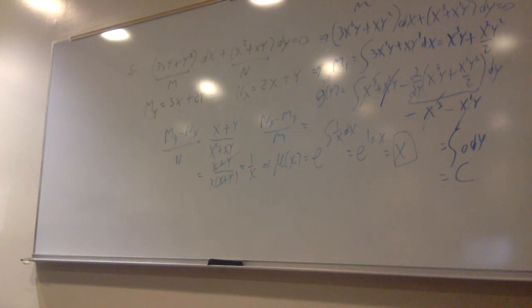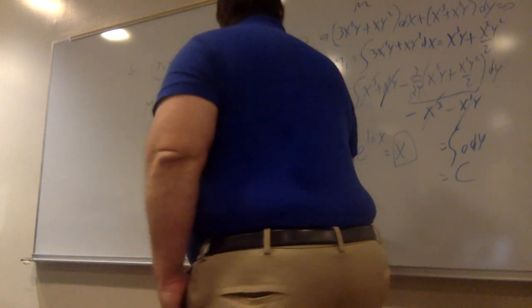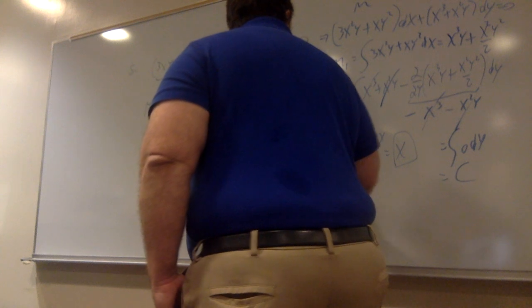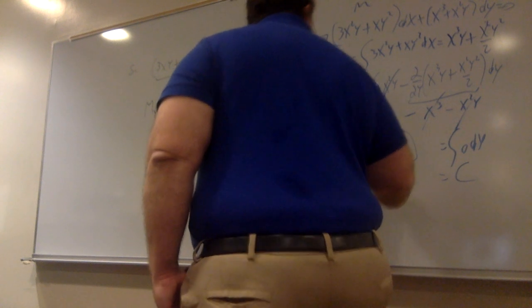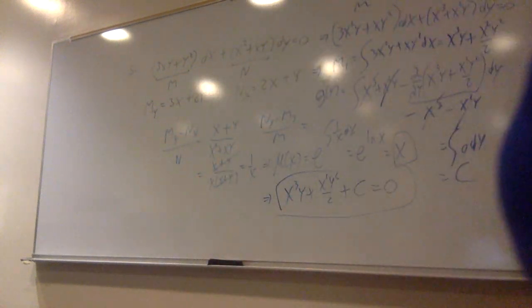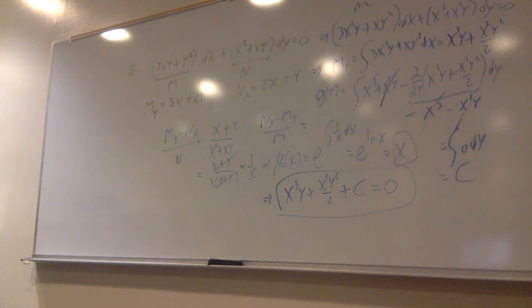So the final answer is, this first part, x cubed y plus x squared y squared over 2, plus a constant is equal to 0. Okay. So this is one of your checkpoints when you're going through this. If you're working this expression out, this is kind of a mess, and if there's anything in there that depends on x, you know that something went wrong.